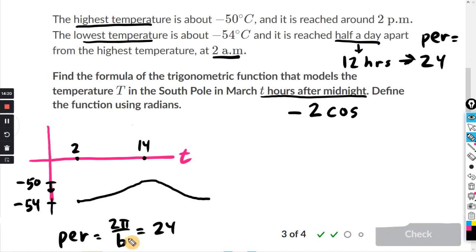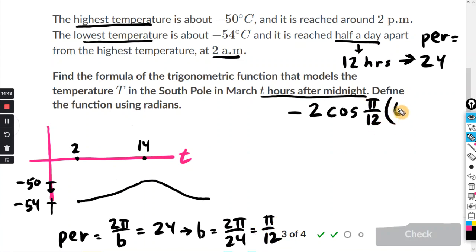Cross multiply, 24b equals 2 pi divided by 24. B is going to be 2 pi over 24. You can reduce this if you want. They actually don't make you reduce it, but if you like, you can make it pi over 12. Okay, so that's going to be pi over 12.